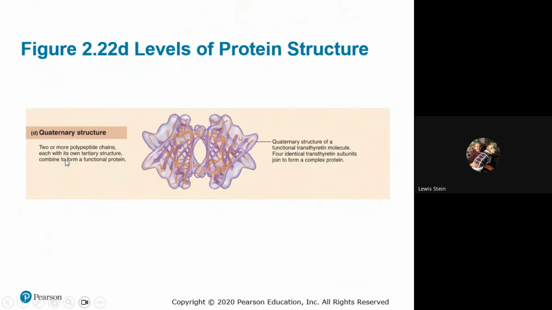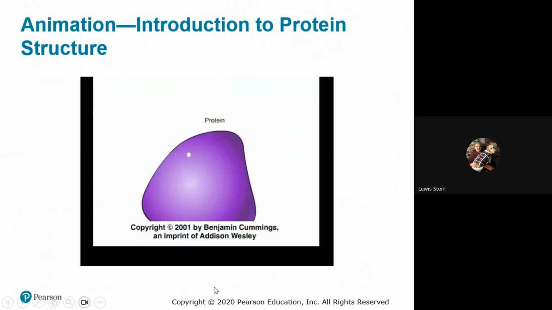Quaternary makes that two or more chains, each with their own tertiary structure, combined. And so here they're getting a better look at this one that can transport thyroid hormone. Thyroxine is fat soluble, not water soluble, interestingly enough. And so you can see some of those things. I don't know if this is very useful.